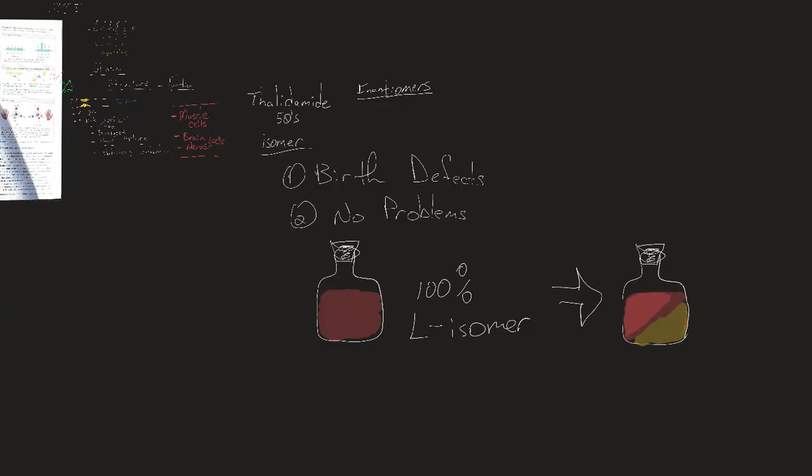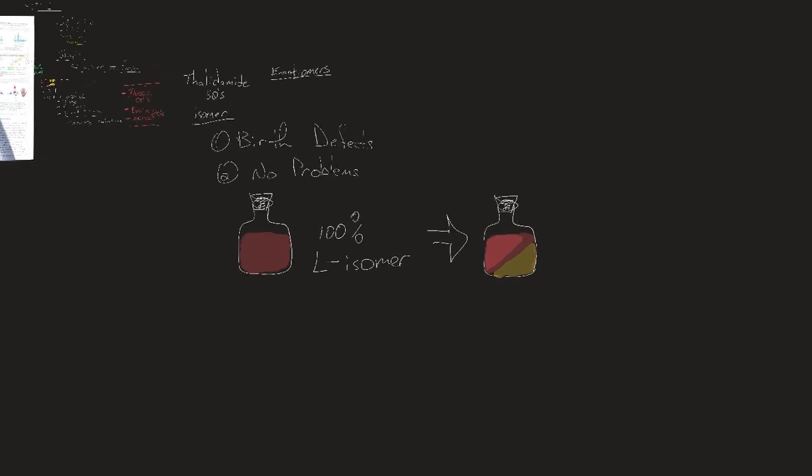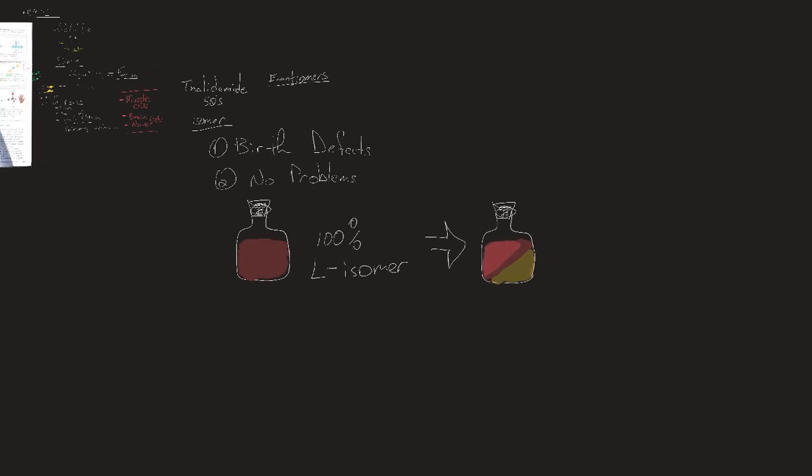That really kind of sucked, because that meant that no matter what you did, this material would end up causing birth defects. So 100% of the people, or most of the people, that were given this drug for morning sickness, got 50% L isomer and 50% D isomer.